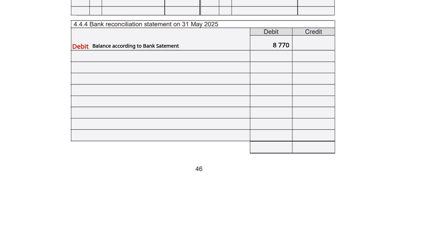So go to your bank reconciliation statement on 31 May of your answer sheet, and now you are going to say credit faulty debit order, and it is 4,700 Rand in the credit column.